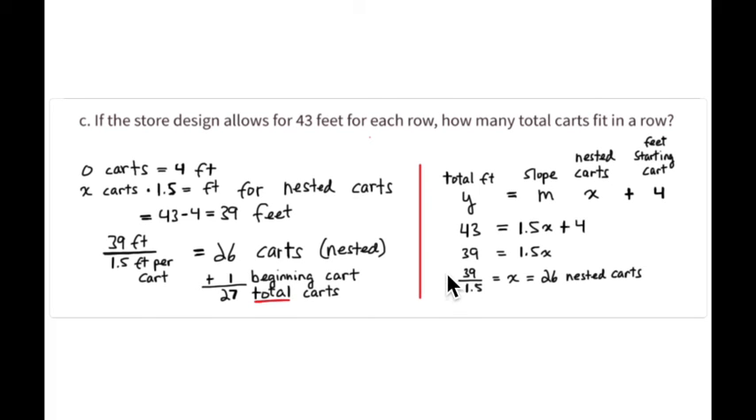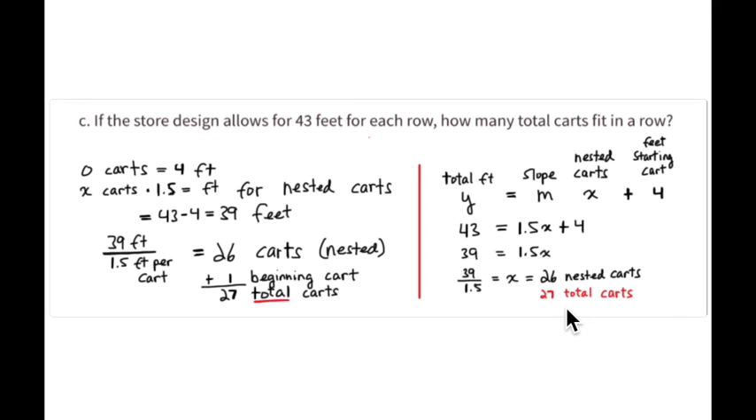I like multiplying by 1 over 1.5, which is the same as dividing by 1.5. That equals x. That equals the number of nested carts. Don't forget that. 26 nested carts is equal to 39 divided by 1.5. What are you doing here? You're taking 1.5 feet out each time. 1.5 feet is equal to 1 nested cart. How many times can you do that? You can do that 26 times. But then don't forget, you have to add that 1 cart at the beginning to give you a total of 27 total carts.